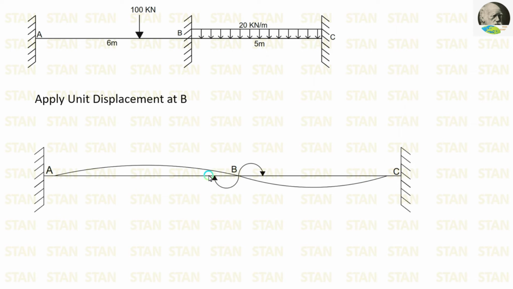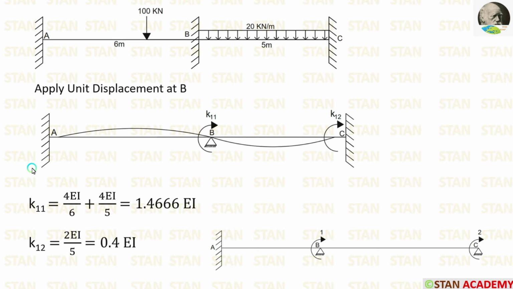After drawing the clockwise curves, we have to see the direction of the arrow. This arrow is pointing upwards, so the slope curve will be coming above the line. This arrow is pointing downwards, so the slope curve will be coming below the line. We should give some gap between the slope curve and the fixed supports, because in the fixed supports there will be no slope. Now let us calculate the stiffness values.